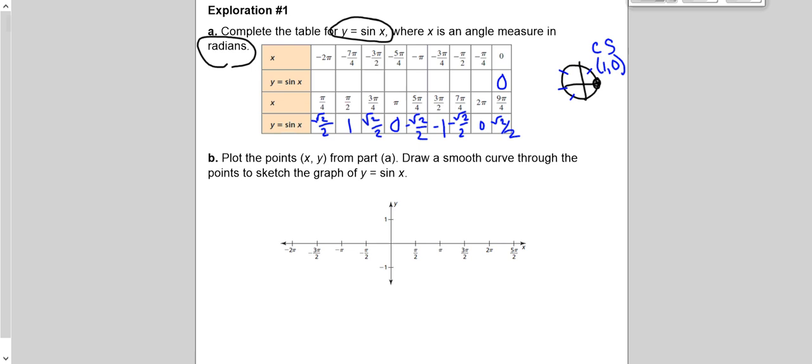Okay, once you've got the positive ones filled in, take care of the negative ones. For negative pi over 4, remember we are going backwards for negative, so negative pi over 4 would be right here. And we're using the y coordinate because we're doing sine. Fill them in.